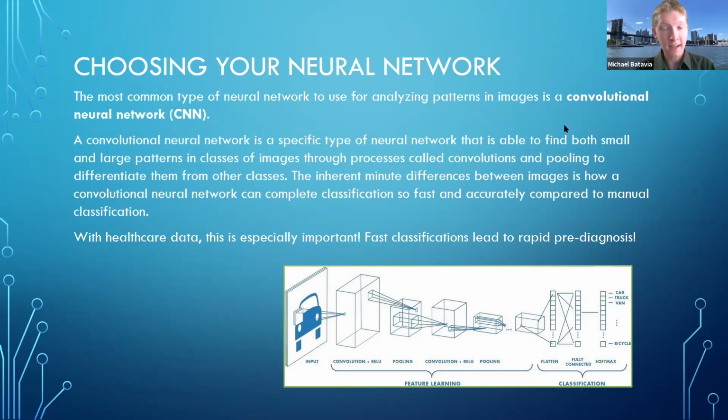With healthcare data, this is especially important because all healthcare data is run on images, and convolutional neural networks like images. And they're the fastest at dealing with images. And fast classifications lead to rapid pre-diagnosis. So you're going to get your cancer result early. And of course, you want that negative. That's a picture of a convolutional neural network.